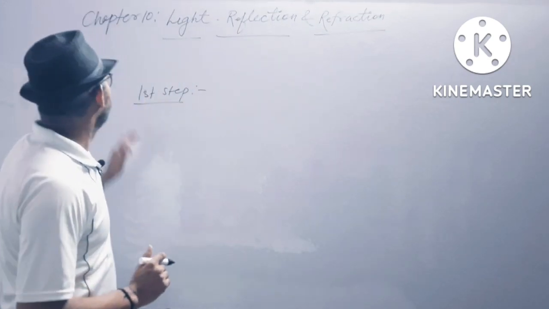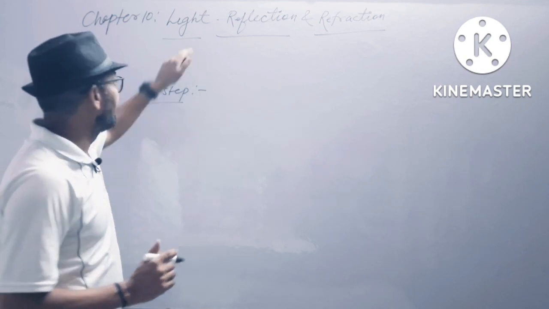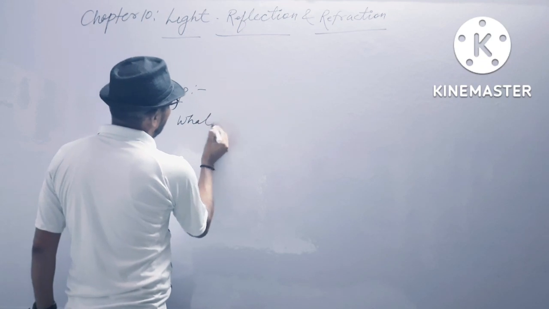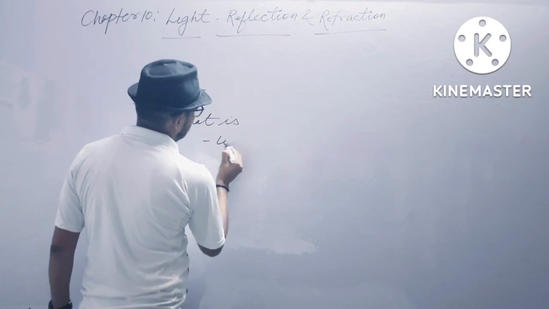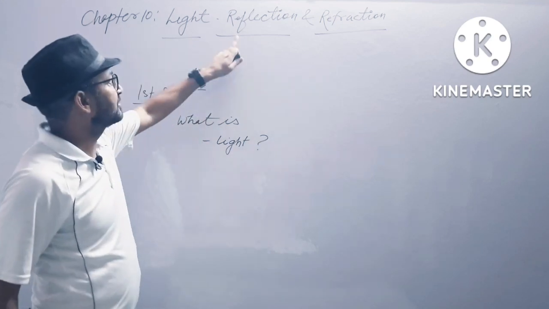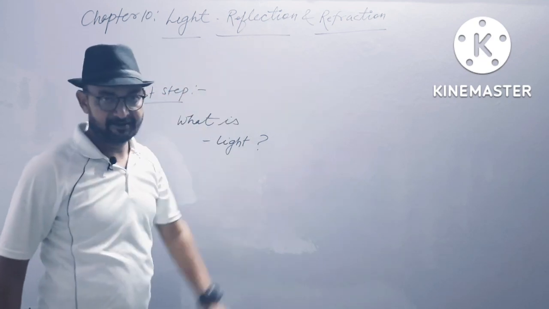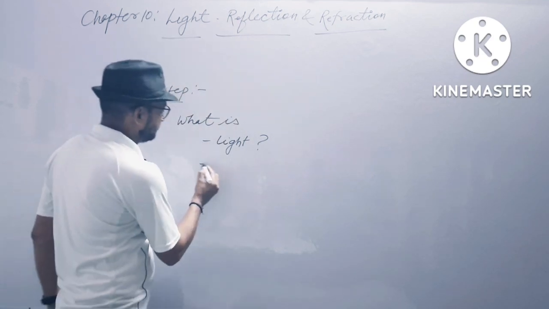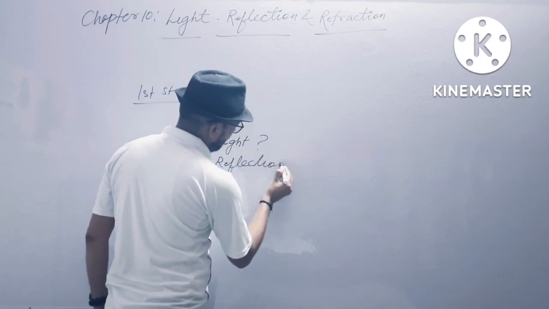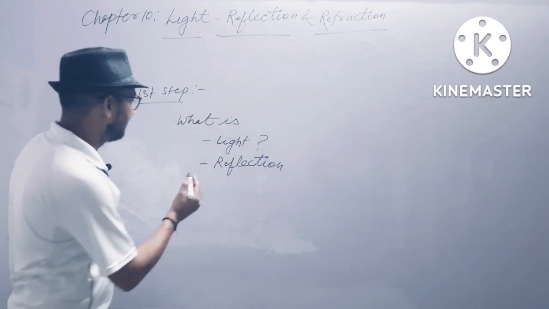Very first thing is that you can see here chapter 10, light. Then you must know what is light. Then comes next terms, reflection and refraction. What is reflection? Then comes refraction. What is refraction?